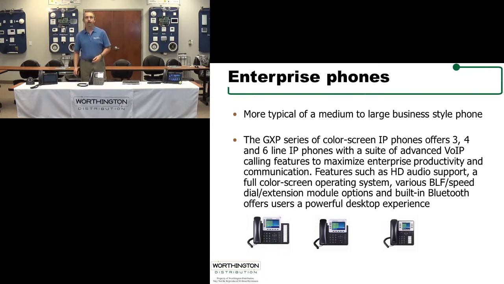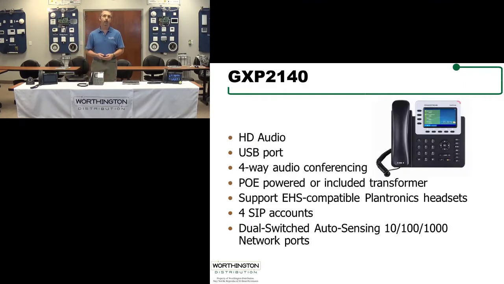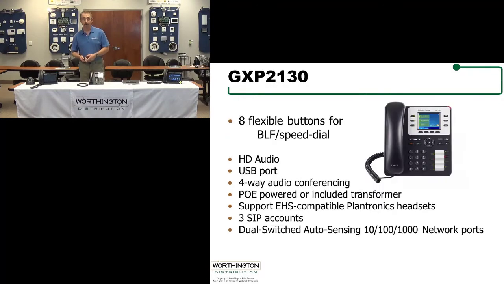So you have the 2160, which has 24 flexible or direct dial, direct station selection buttons. It can handle 6 accounts. It can support headsets. It's PoE powered, so powered off of your network, so you don't have to have any extra transformers at each location. The 2140 doesn't have any of the DSS buttons, but it does allow you to do all the features of the 2160 as far as the telephone functions are concerned. The 2130 has 8 flexible buttons, so it might be for a smaller business. Maybe there's only 8 extensions in the building, only needing 8 of the flexible buttons for it.